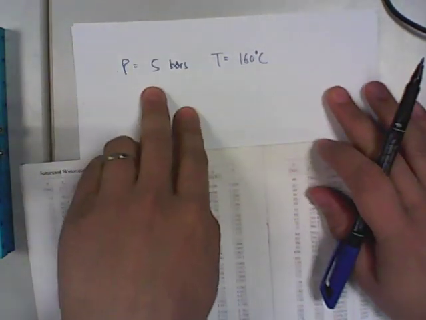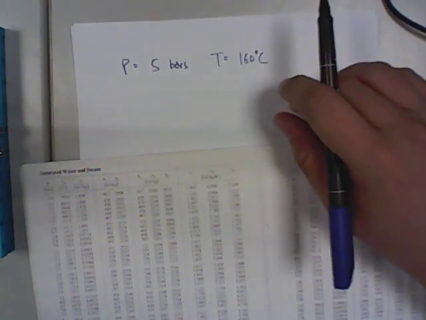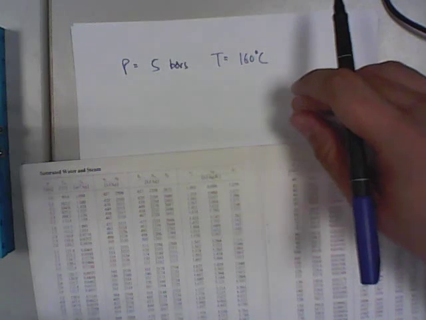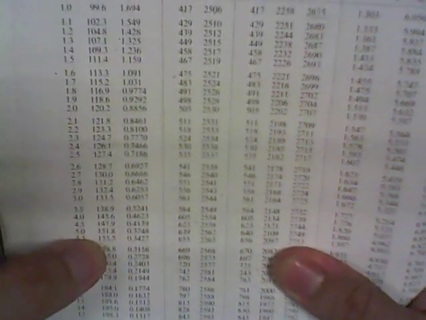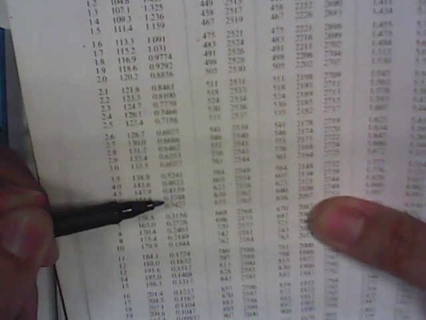So let's say, for example, what we have here is the state at 5 bars and 160 degrees Celsius. Which region do you think it belongs to? Straight away you can go to 5 bars, and you will see this column of numbers: you have your pressure, boiling temperature, Vg, U, and H.